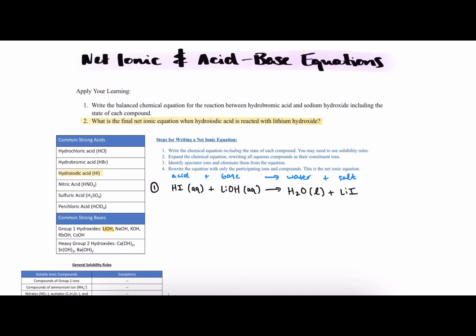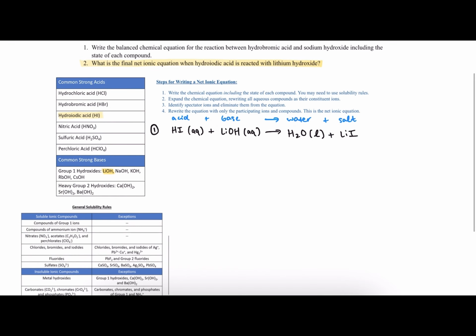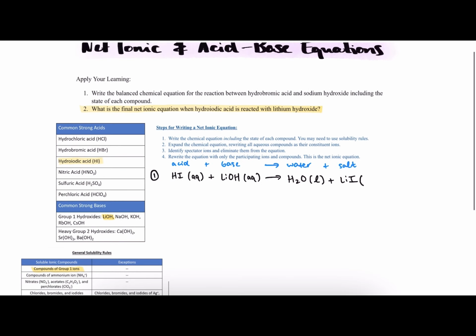And we can check our general solubility rules. Lithium is a group 1 ion, and we can see that compounds of group 1 ions are soluble ionic compounds. So this will also be in the aqueous form. So step 1 is complete. Let's move on to step number 2.